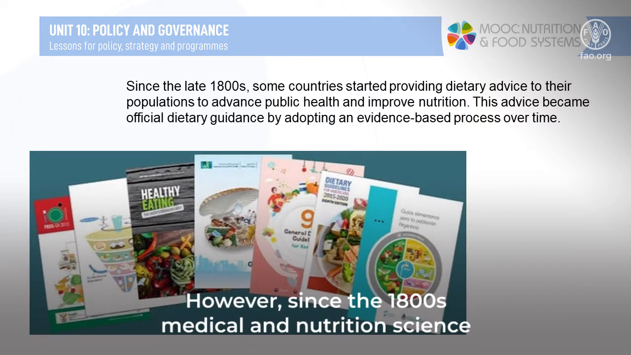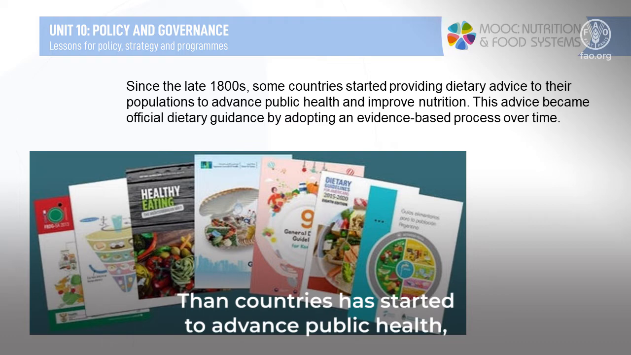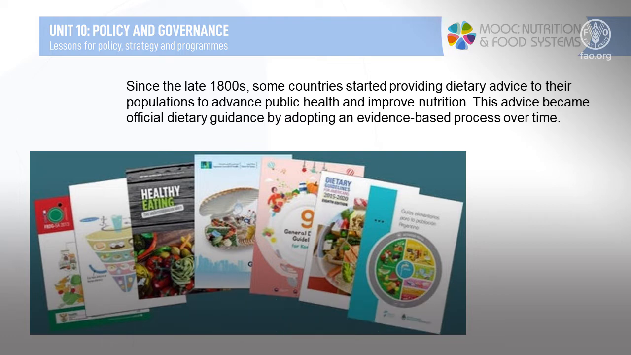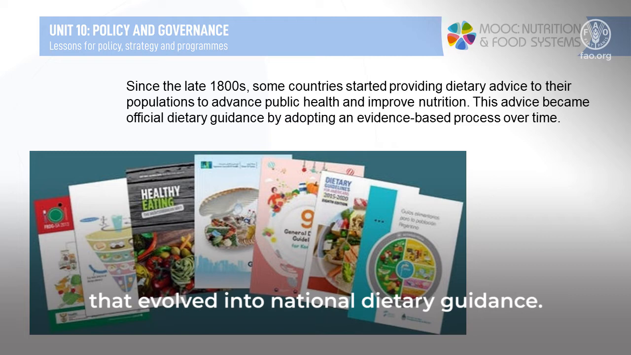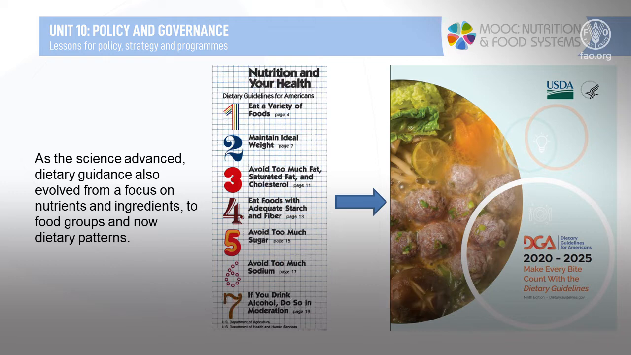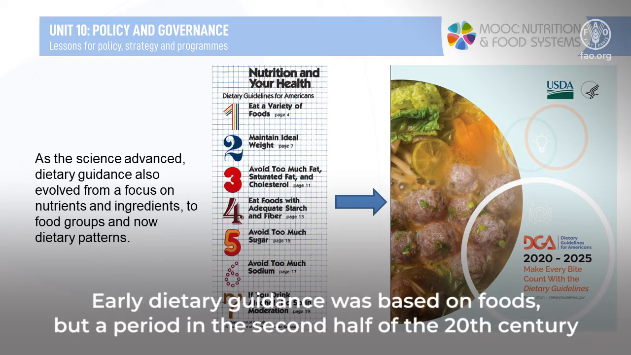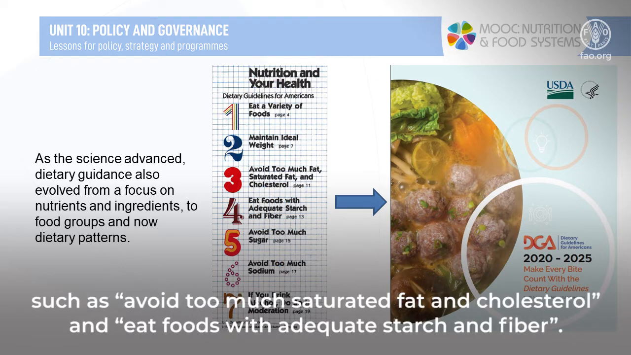However, since the 1800s, medical and nutrition science started to play a larger role in the provision of dietary advice. Then, countries started to advance public health, providing dietary advice, and adopted a more systematic, evidence-based process that evolved into national dietary guidance. At the same time as nutrition science and the science of dietary behavior evolved, dietary guidance changed. Early dietary guidance was based on foods, but a period in the second half of the 20th century was marked by dietary advice focused on nutrients and ingredients, with messages such as avoid too much saturated fat and cholesterol and eat foods with adequate starch and fiber.